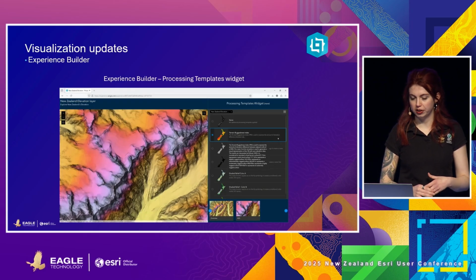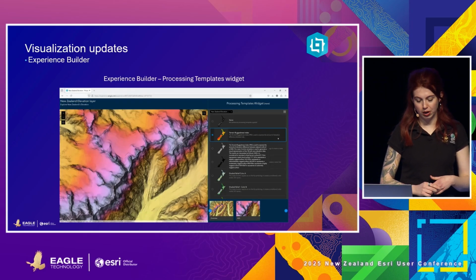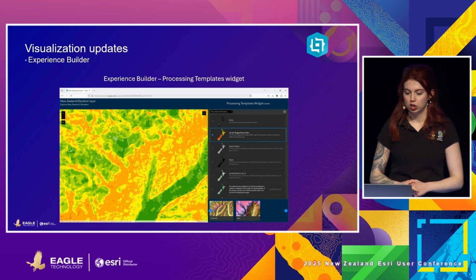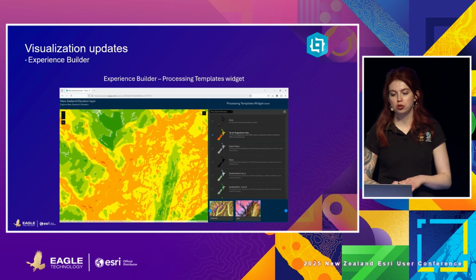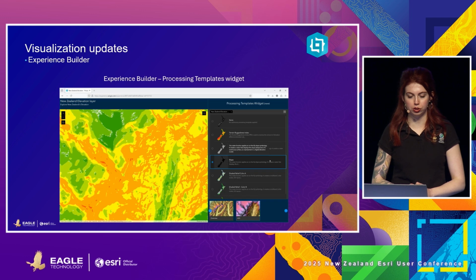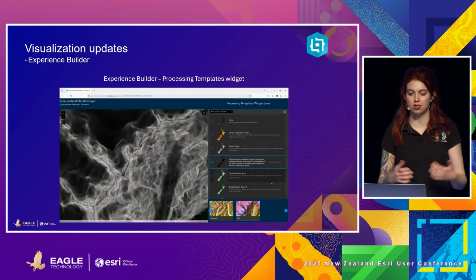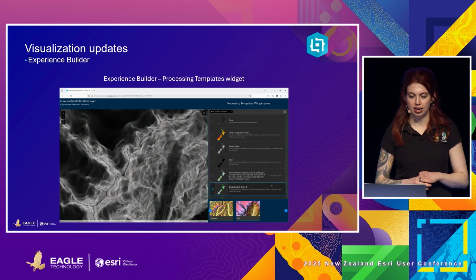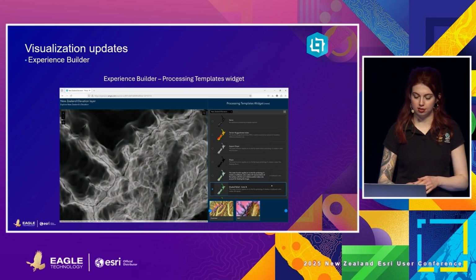And with Experience Builder, quite a few updates. So we have a new processing templates widget in Experience Builder that allows you to publish an image service and add raster functions. You can perform on-the-fly actions and transformations using this.